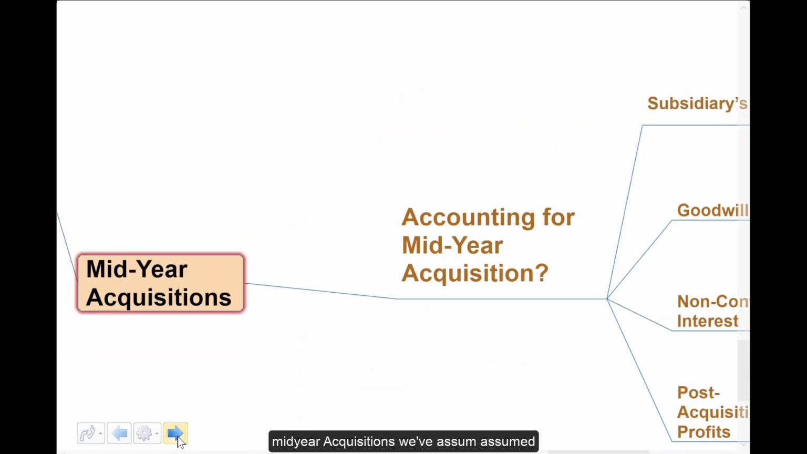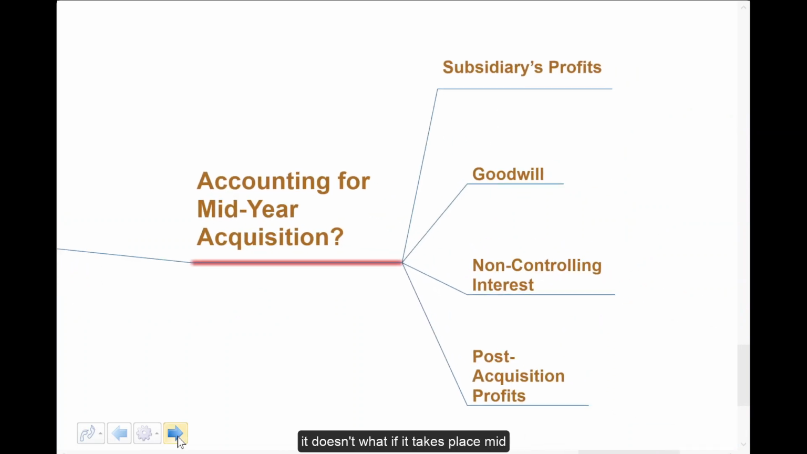In terms of mid-year acquisitions, we've assumed so far that our approach to consolidating a set of accounts is where the parent and the subsidiary have what we would call coterminous year ends. So, for example, the 31st of December. And indeed, over and above that, the transaction where the parent buys the subsidiary takes place at the beginning of the year. That's the broad assumption. But what if it doesn't? What if it takes place mid-year?